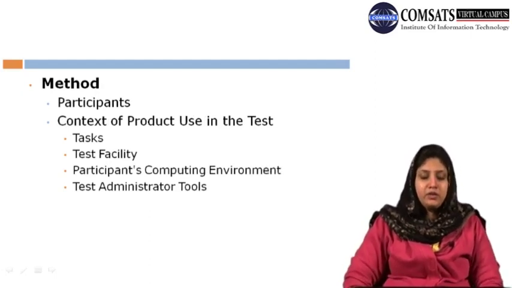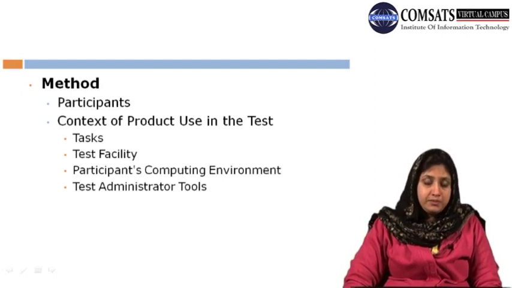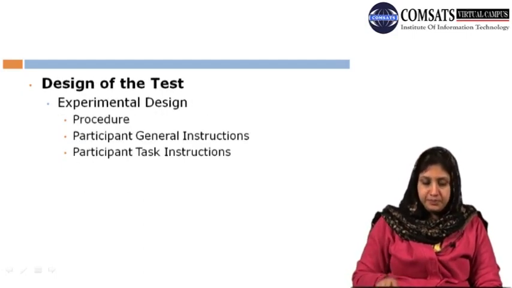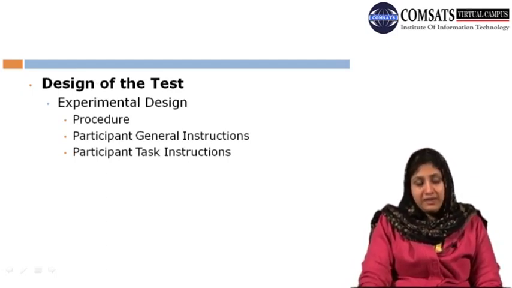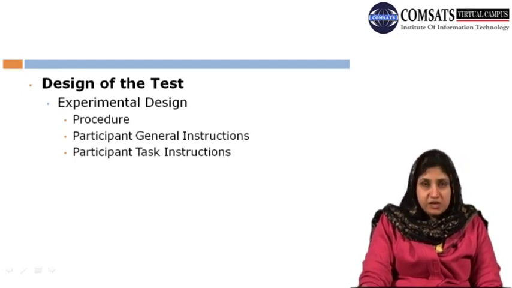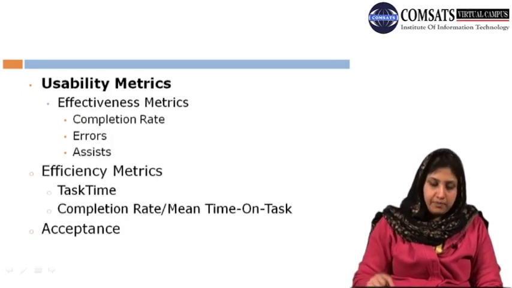Then the method section will include details of the participants, or the sample size or the sample universe, and the context of product use in the test. You will have tasks there, test facilities, participants, computing environment, and test administrator tools. Now, the design of the test will involve experimental design, procedures, participants' general instructions, and participants' task instructions.